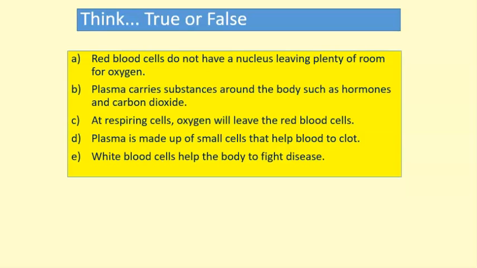That is true. And remember that carbon dioxide will then go back into the blood, but it is not carried by the red blood cells. Carbon dioxide is found in the plasma. Part D, plasma is made up of small cells that help blood to clot. That is false. That would be the platelets. And E, white blood cells help the body to fight disease. That is true. Okay, make sure you've assessed those, put a little tick or cross at the side and corrected where you have gone wrong.